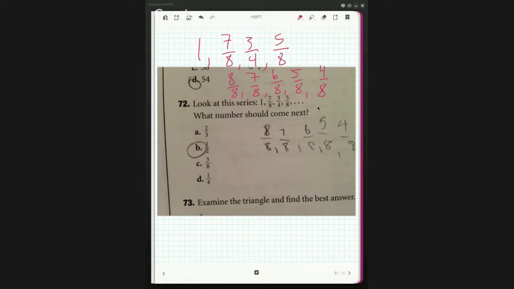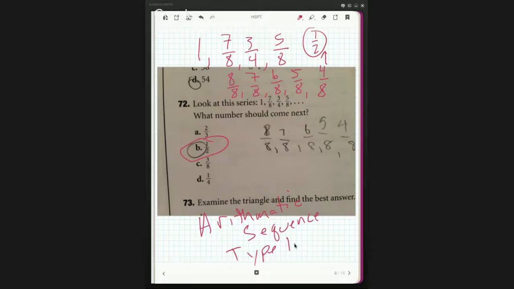But 4/8 simplified is 1/2. So I think B, 1/2 is correct. This is just a normal arithmetic sequence. This is type 1. This is what I call a legit standard. You need to know how to do this, not just for this test, but it's a pattern that reproduces itself in the real world. It reproduces itself in mathematical standards.